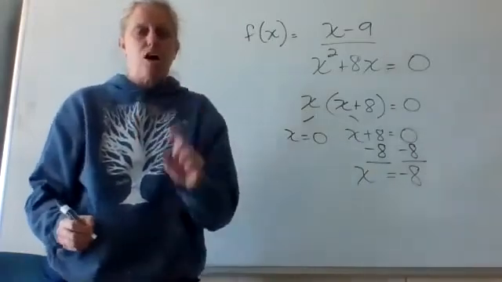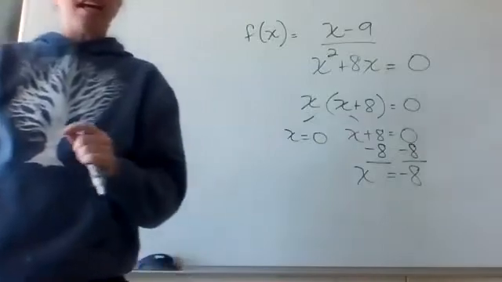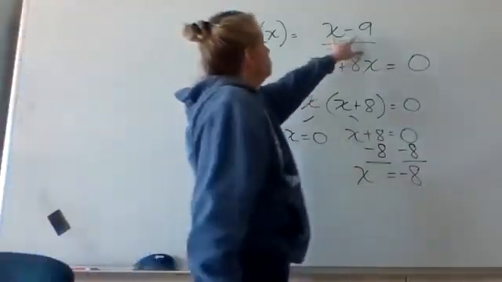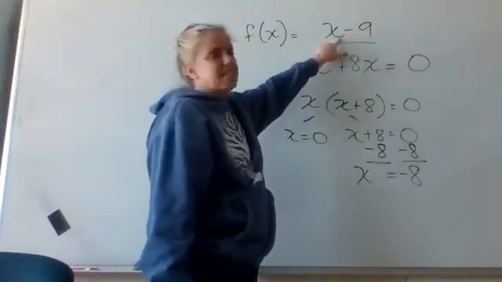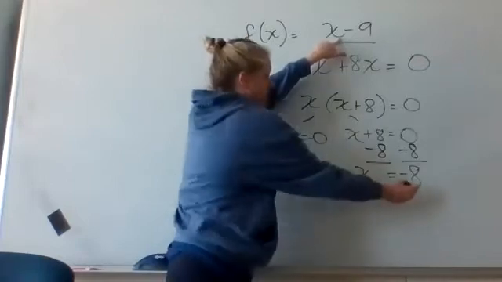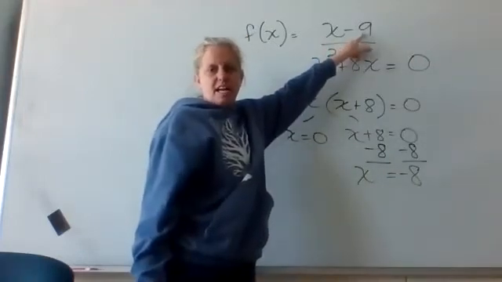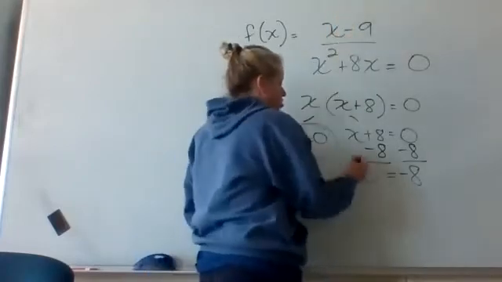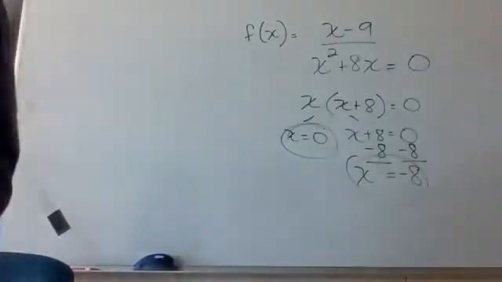I just need to double check and make sure that 0 or negative 8, neither one are also zeros of the numerator. Here's my numerator. It is going to have a 0 because it does have an x, but it's not going to be negative 8 or 0, right? You're not going to solve this and get a negative 8 or a 0. So both of these are true vertical asymptotes.